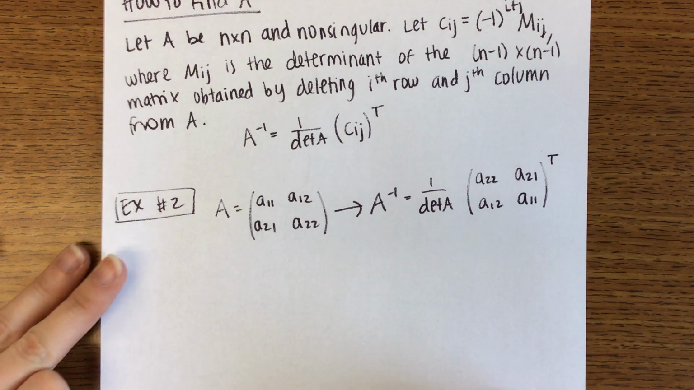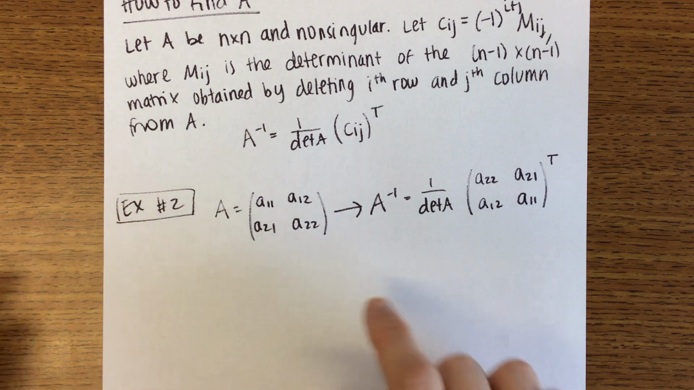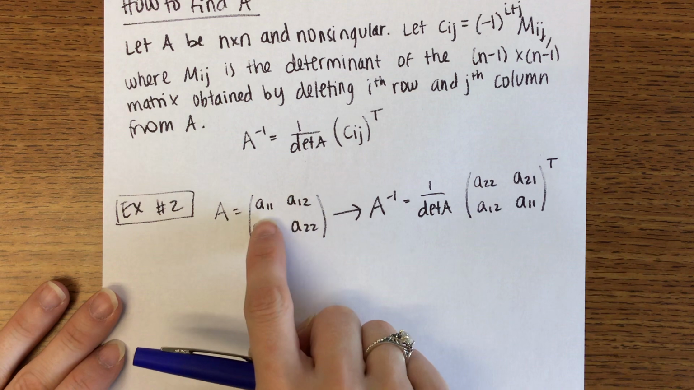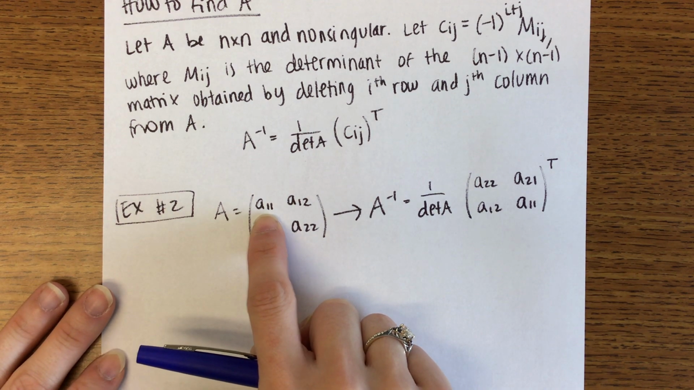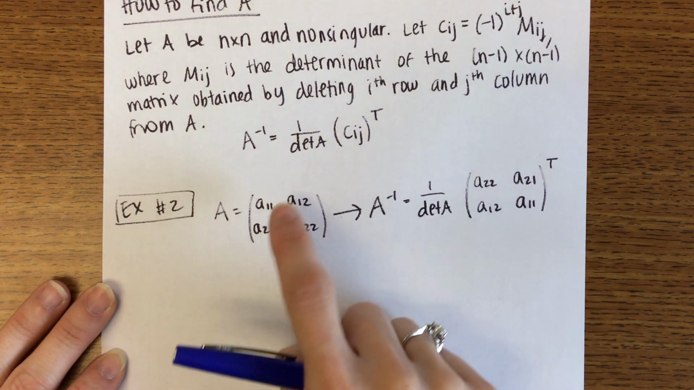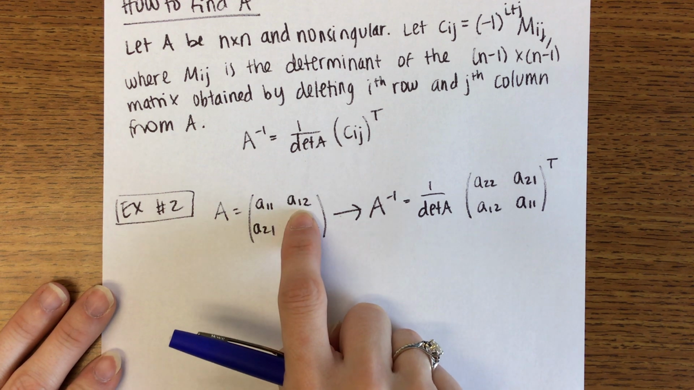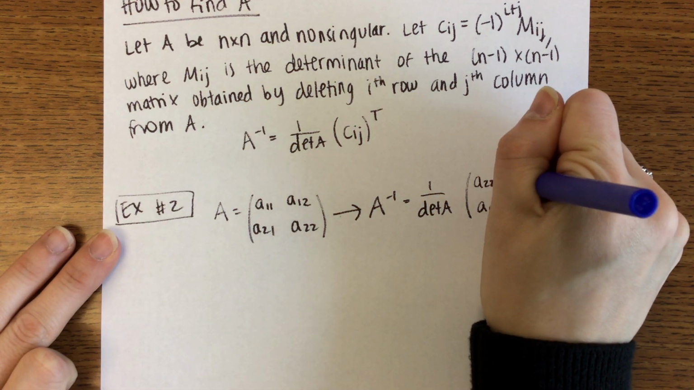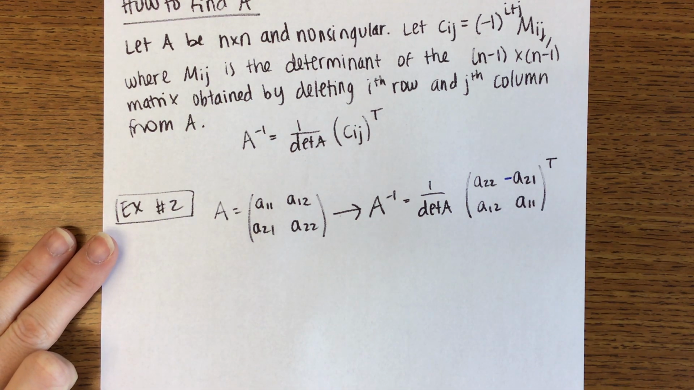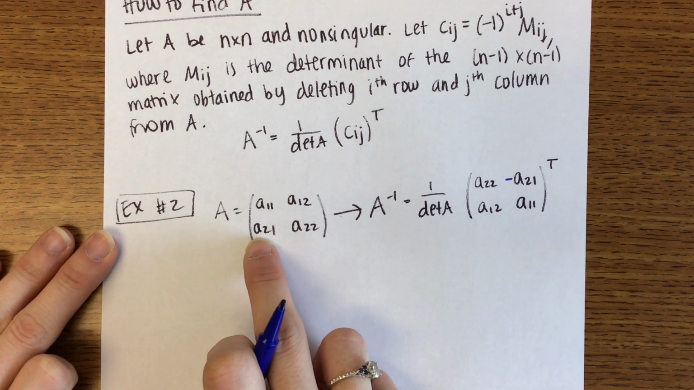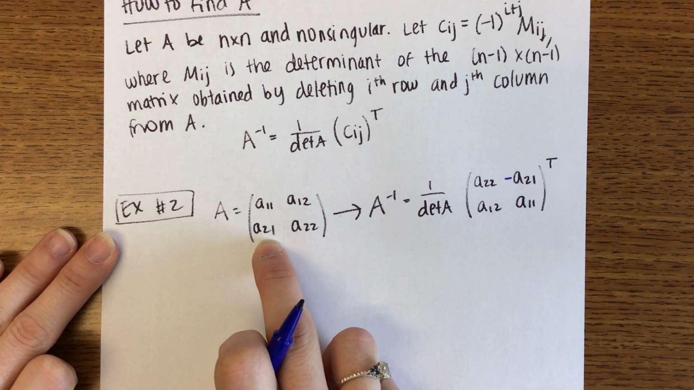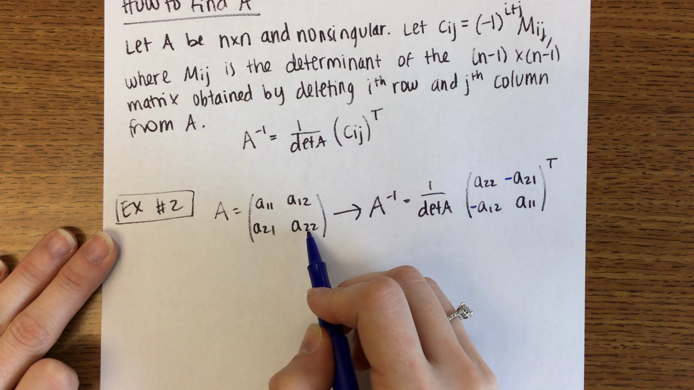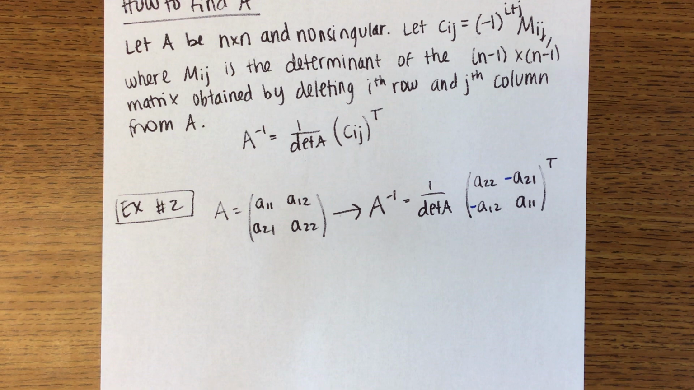We take the transpose, but before we do that, there's one other thing we need to do. I didn't do this yet, the -1 to the i plus j. This is 1, 1, so i is 1, j is 1. If I add 1 plus 1, I get 2. -1 squared is positive. If I go to the next one, 1 plus 2 is 3. -1 to the 3 is negative, so this is a negative. This one, 2 plus 1 is 3. Again, the negative. 2 plus 2 is 4, giving us a positive.